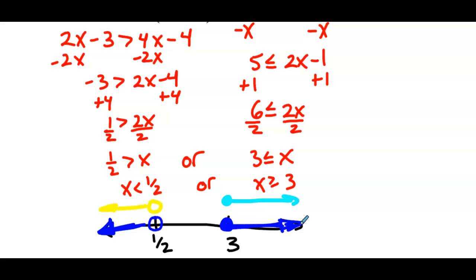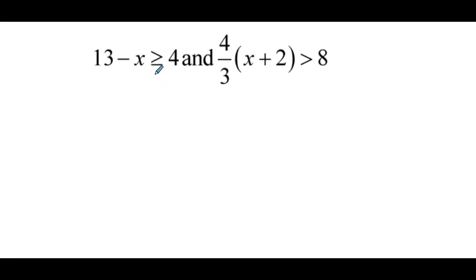So there is the solution set to this particular problem. Next one. 13 minus x is greater than or equal to 4, and 4/3 times the quantity x plus 2 is greater than 8. Start with the left side. So subtract 13 from both sides. Negative x is greater than or equal to -9. Divide both sides by -1.